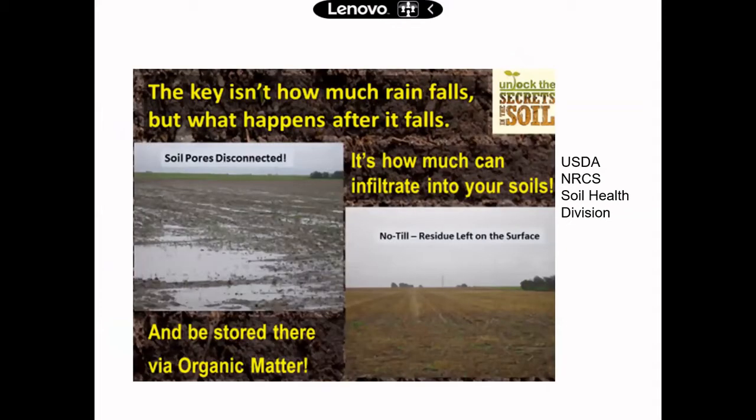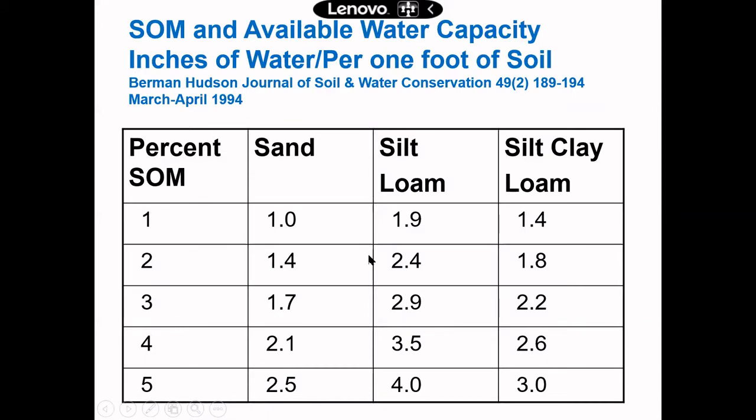The key isn't how much rainfall that we get, but what happens to it after it falls. It's how much you can infiltrate into your soils. That's what's important. So if you look at the bottom right, you'll see no-till with residue left on the surface, whereas in the upper right, you'll see the soil pores are disconnected. And it really is important how much organic matter that you have in your soil. The more organic matter you have, the more water that you can store. And so we have a couple slides that show that.